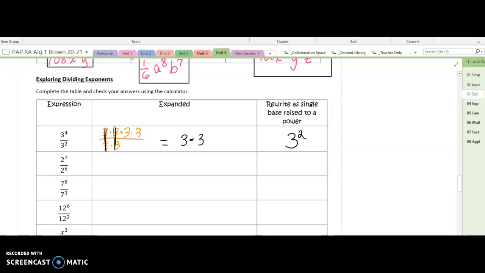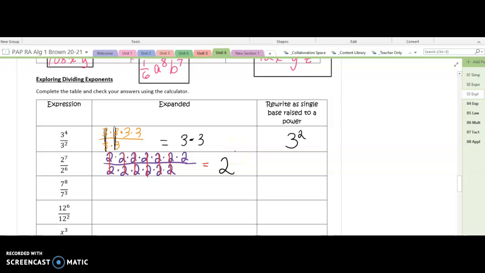Now I'm going to do one more with you, and then I'm going to let you do some. Let's do 2 to the 7th power. So I have 2 times 2 times 2, 4, 5, 6, 7 of those on the top, and then 6 of them on the bottom, right? 3, 4, 5, 6. All right, and again, this is 1, another one, 2. There we go. So again, this is just 2 to the 1st power.